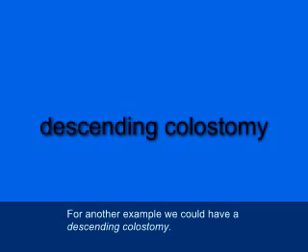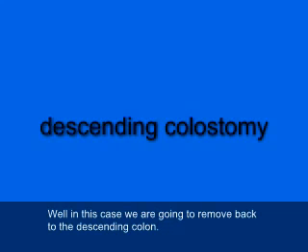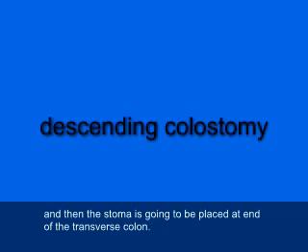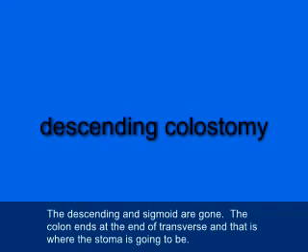For another example, we could have a descending colostomy. And again, descending is descending, and colostomy is colostomy. Well, in this case, we're going to remove back to the descending colon. So we're going to take out the sigmoid colon and the descending colon. And then the stoma is going to be placed at the end of the transverse colon. The descending and sigmoid are gone. It just ends at the transverse, and that's where the stoma is going to be.